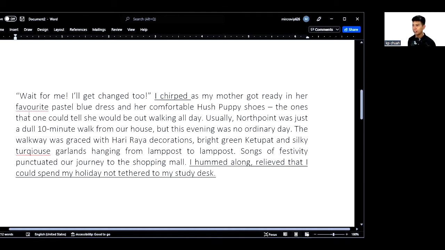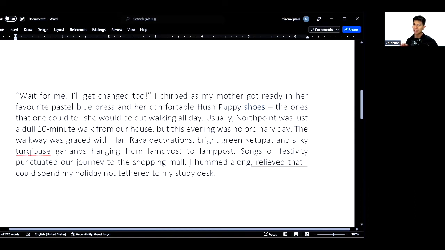As my mother got ready in her favorite pastel blue dress and her comfortable Hush Puppies shoes, one could tell she would be out walking all day. Now, these details are important. Why? A mediocre student is just going to say, "As my mom got ready," full stop. But slightly better students will write things like, got ready in what? Or in her blue dress, in her shoes.